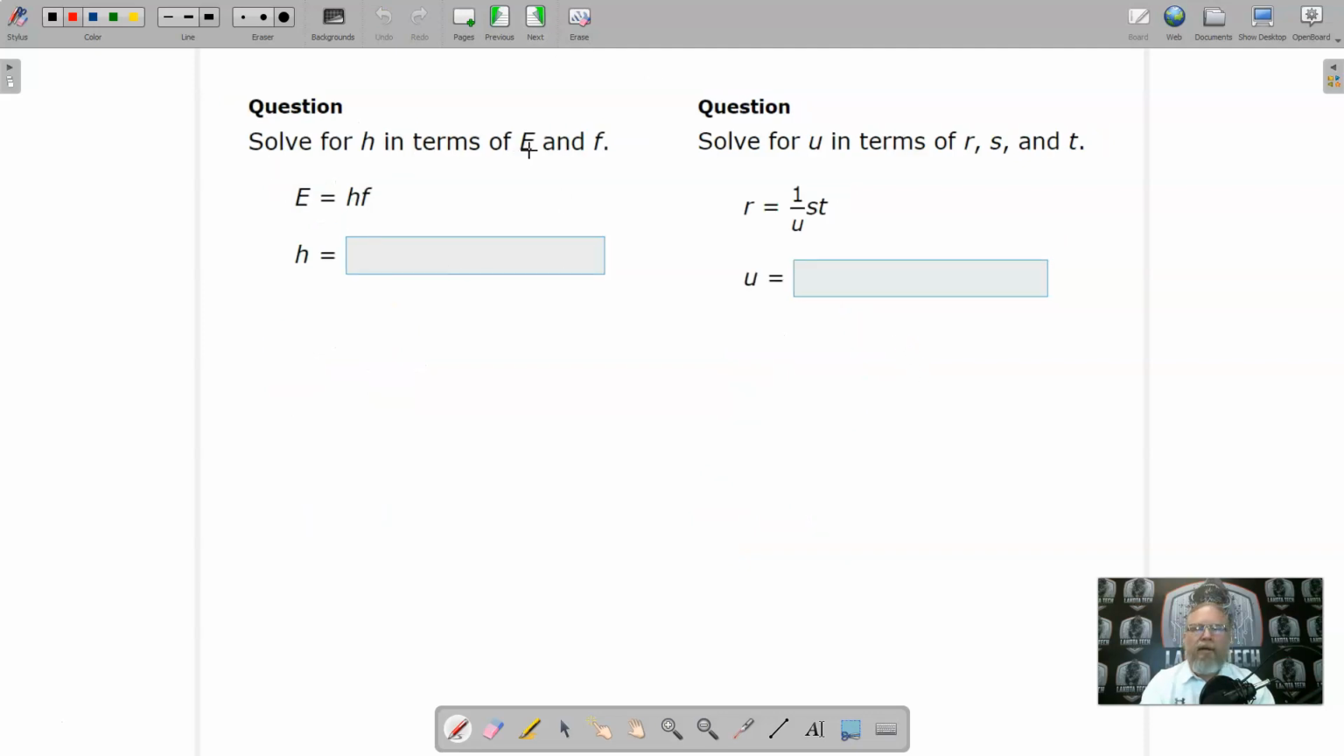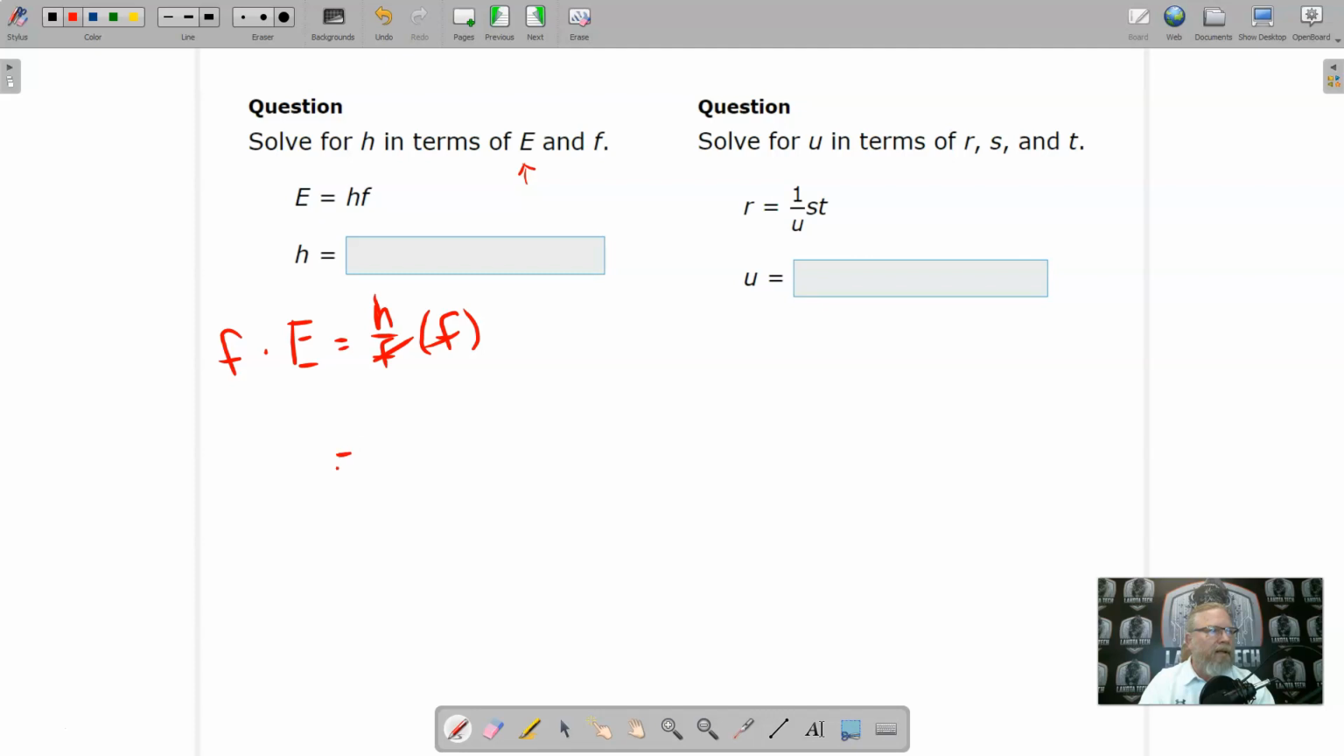Solve for h in terms of e and f. Again, we have an uppercase E here, so we'll be sure to use an uppercase E whenever we put our answer in. Right now we have E equals h over f. And we need to solve for h. Well, we have a fraction here, right? So let's multiply both sides by the denominator to go ahead and get rid of the denominator, right?